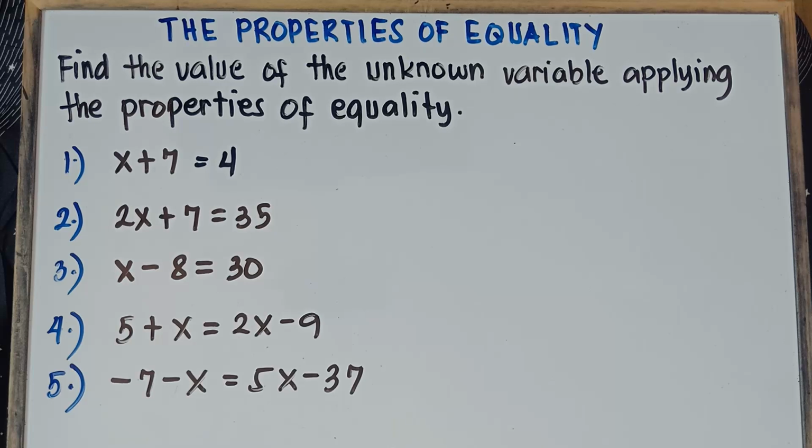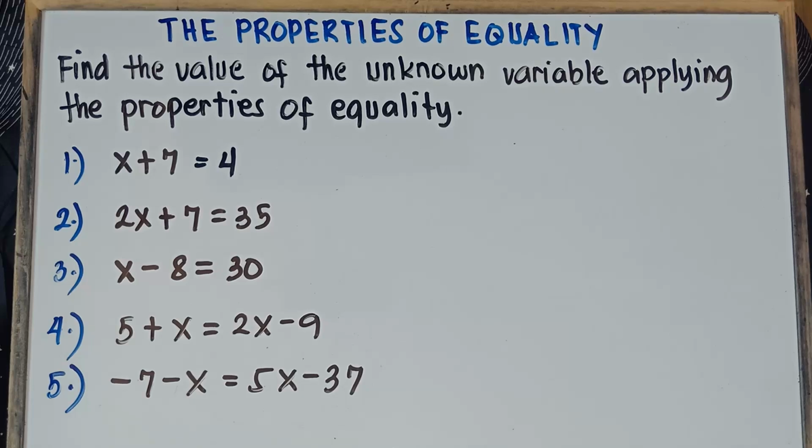Now this is already part 2 of our video class. In part 1 of our video, we explained the properties of equality. So if you want to learn more about the part 1 class, I will just put the link in the description down below. You need to see the part 1 class before proceeding and finding the unknown variable.